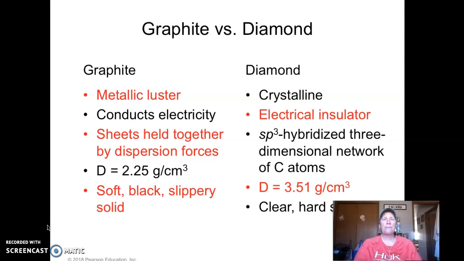Okay, a diamond is very crystalline, so it's not metallic. It's an insulator. So graphite conducts electricity, a diamond doesn't. Its hybridization is different. It's held together in a much stronger network, because if you think of a diamond versus the lead in your pencil, 3.51 grams, so it's much more dense. It's very clear, hard, solid, and worth a lot more money, obviously. You can buy all kinds of graphite for your pencils. You know, a diamond's going to cost you a little bit more.